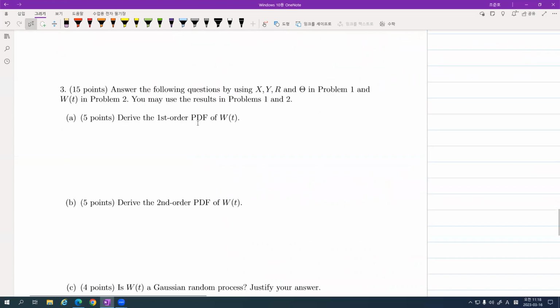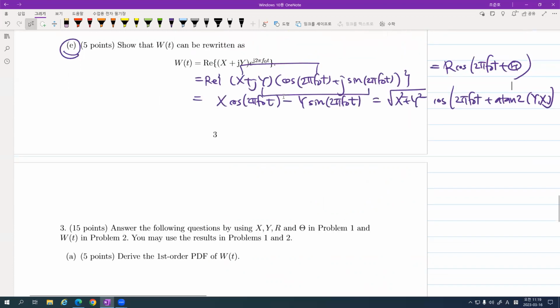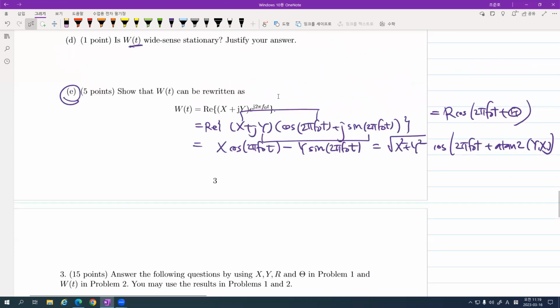Now, problem 3 was a headache to you, I guess. The first subproblem was to derive the first order PDF of W. And many of you struggled because there are many approaches, and one approach is very easy and the other is not. So, by the way, how did you solve the first one? How? Okay. Yeah.